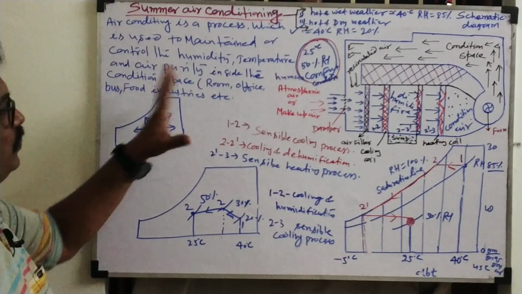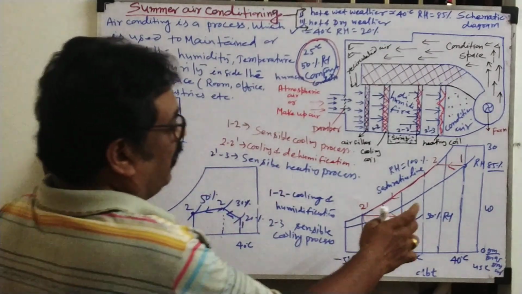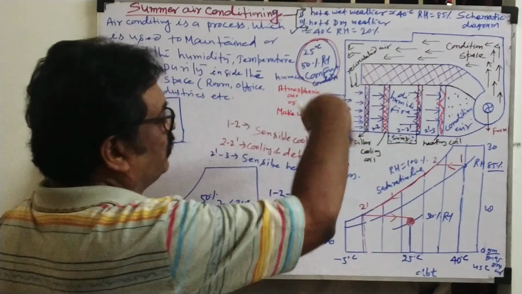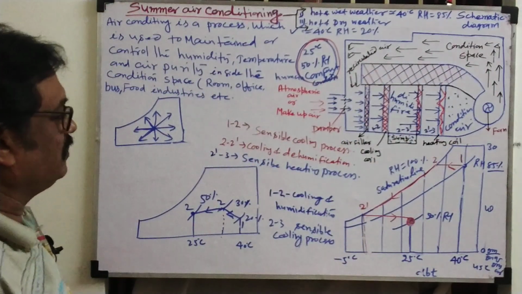So that's why in air conditioning, they are maintaining humidity, temperature and air purity. That process is known as an air conditioning system.